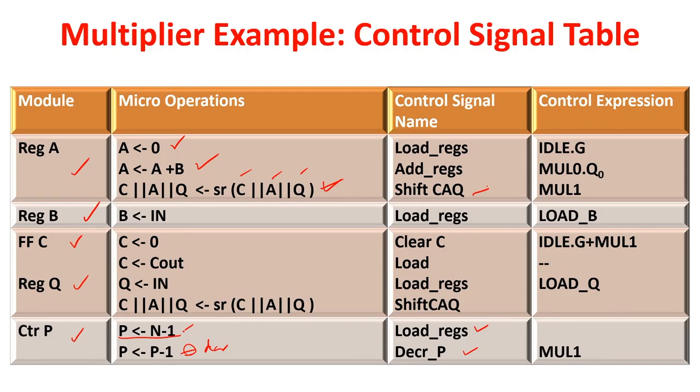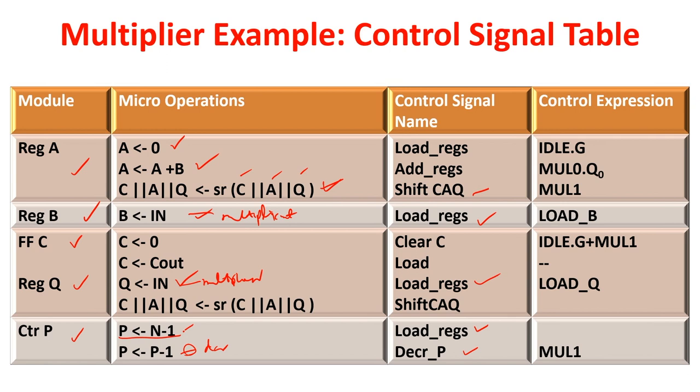They are the control signals. This is an input, Q is the input. So Q is the multiplier and this is the multiplicand. So, this is load register. This is load register.